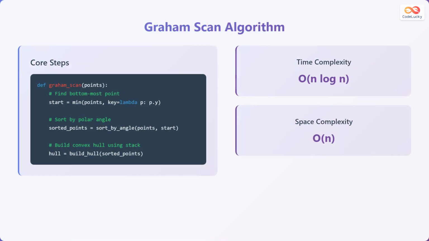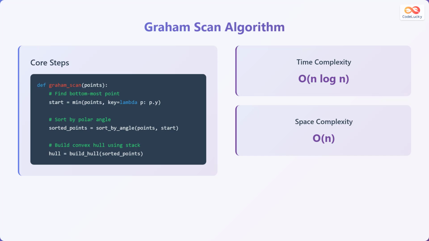The Graham scan algorithm is a method for finding the convex hull of a finite set of points in a plane. The core steps involve finding the bottommost point, sorting the other points by their polar angle with respect to this starting point, and then building the convex hull using a stack-based approach.